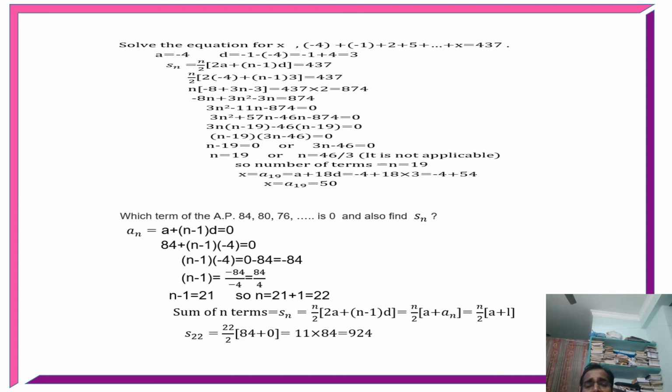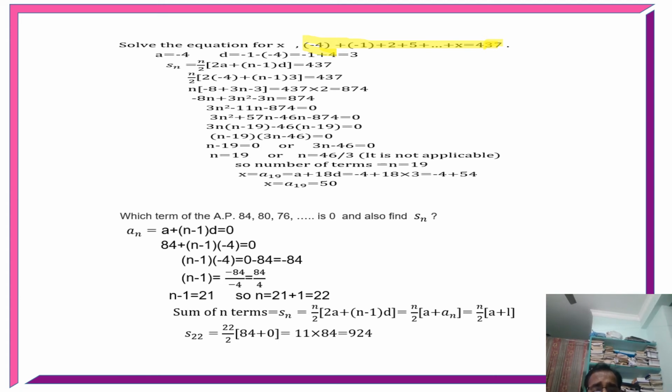Here it is given: solve the equation for x, where -4 - 1 + 2 + 5 up to + x = 437. This means the sum of all these terms is 437 according to the problem.